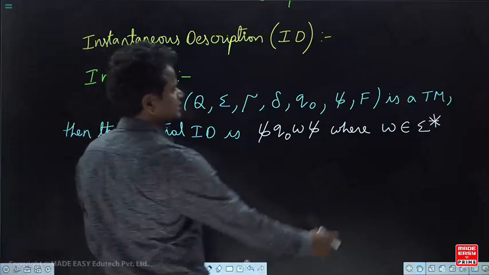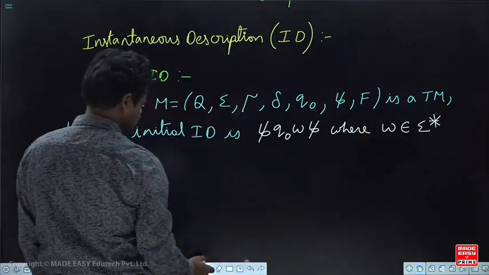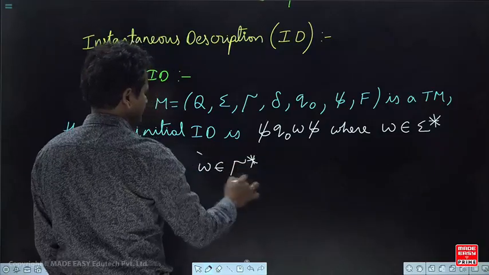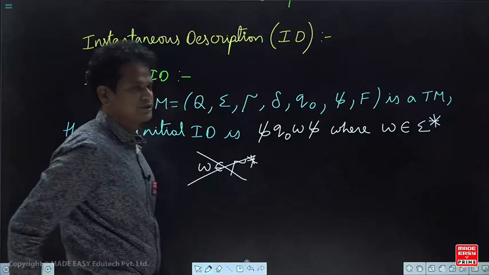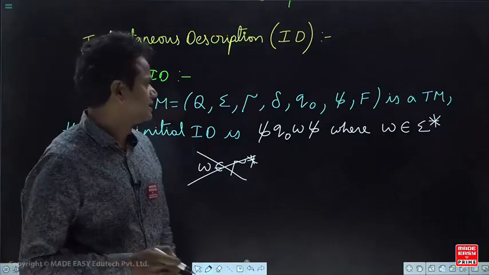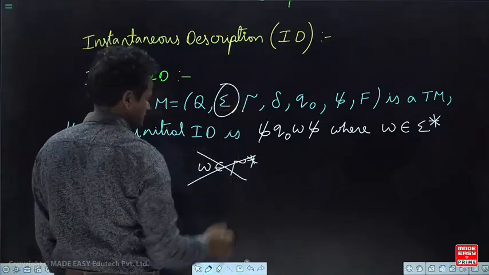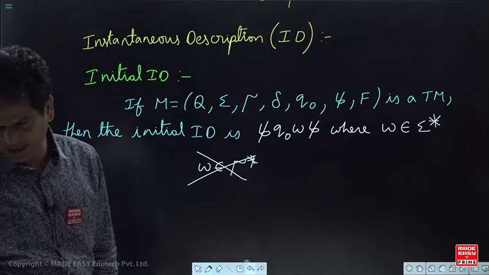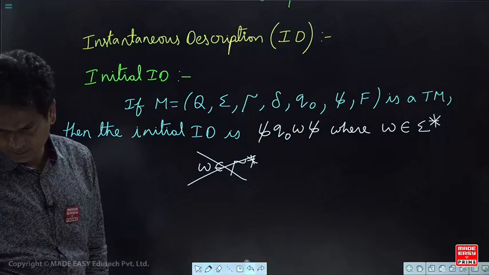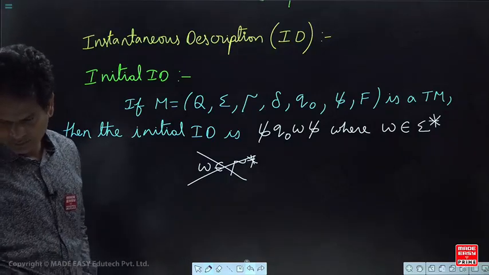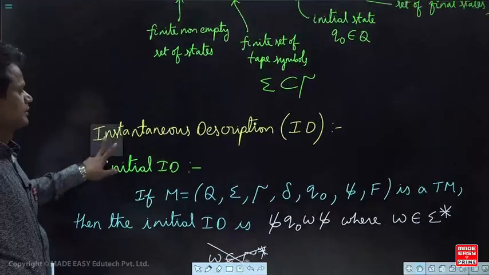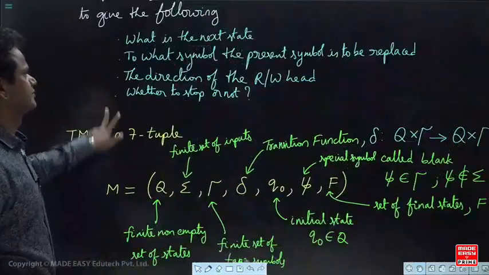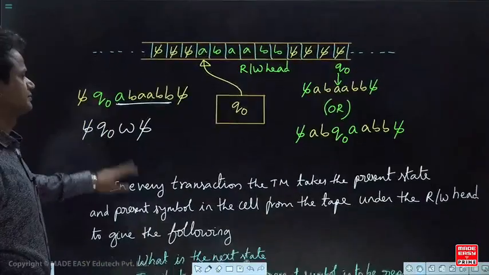Actually, W is sigma star only, not tau star. W is not tau star, because W is always input symbols. The input string is always a combination of input symbols. You cannot write W as tau star. Anyway, this is not correct. So this is the initial ID, guys, and take this diagram.